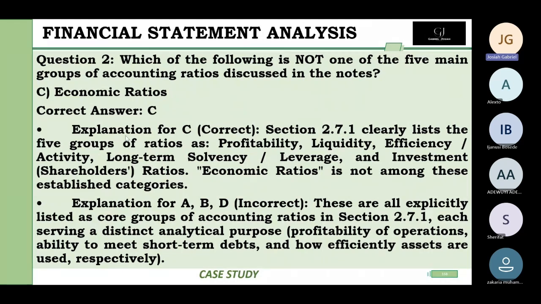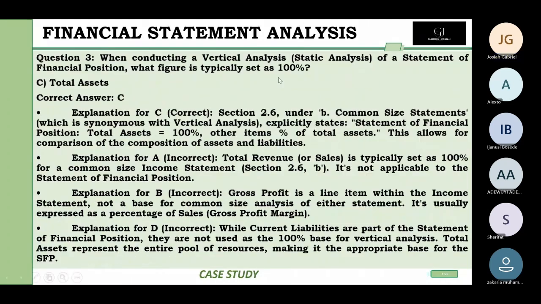All right, so let's go for question 3. When conducting a vertical analysis, speaking to static analysis of a statement of financial position, what figure is typically set as 100%? The answer is C, total assets. The explanation is, under common size statements, which is synonymous with vertical analysis, of the statement of financial position, you take total assets as 100% and other items as a percentage of the total assets. This allows for comparison of the composition of the assets and liabilities.